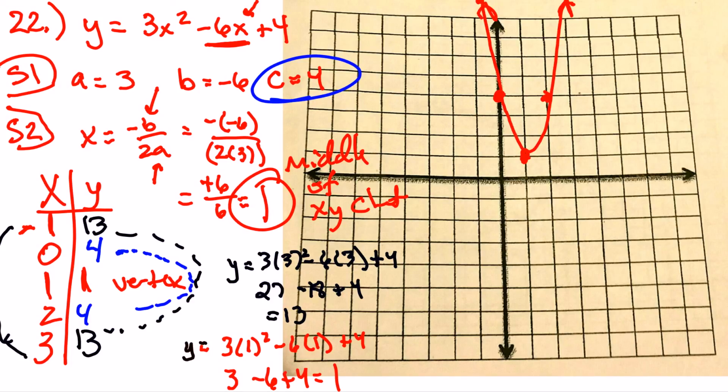You don't have to do the parent function because we already know now that since a is positive, it should have been a u. We know about the y-intercept. We know that it's a little bit thinner than normal, all because of that. So that's it. That's it for 22.